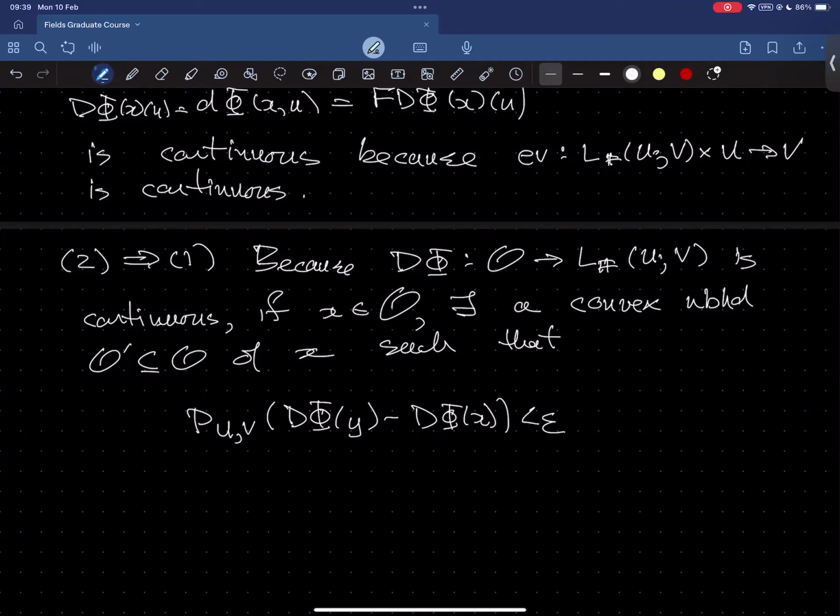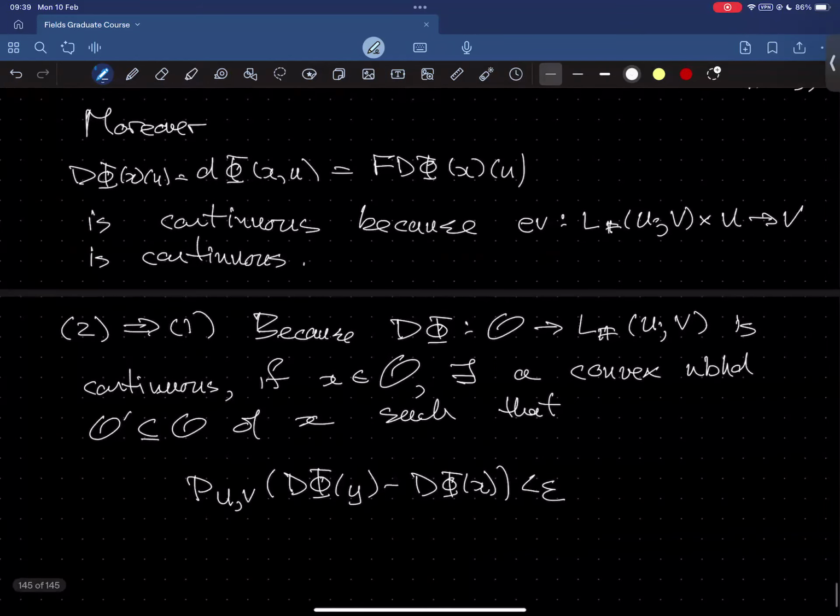I always do this. I never introduce the epsilon soon enough. Sorry about that. I mean to include at the very beginning here: let epsilon be positive.